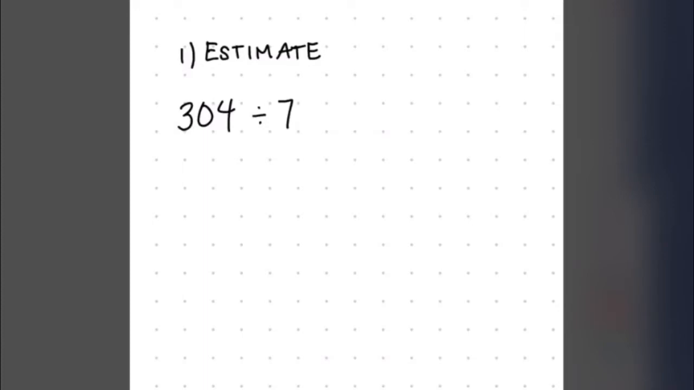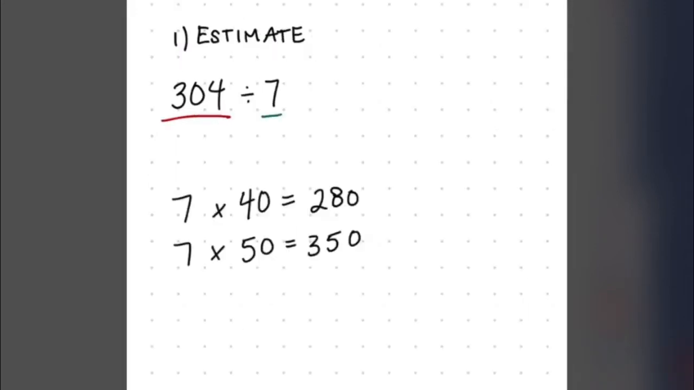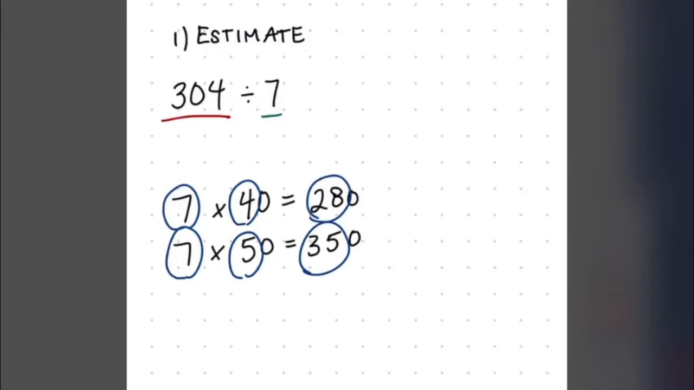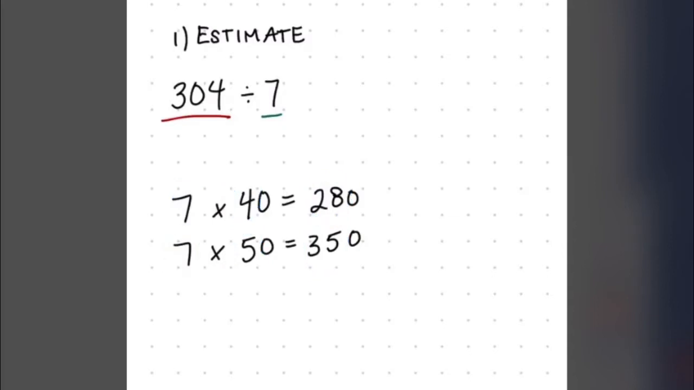So let's start by making our dividend 304 into a number that is a multiple of 7. Let's start by thinking about some of the facts that we know about our divisor of 7. 7 multiplied by 4 has a sum of 28, and 7 multiplied by 5 has a sum of 35. Now, using our knowledge of place value, if we multiply both these equations by 10, we get 7 multiplied by 40 is 280, and 7 multiplied by 50 is 350.